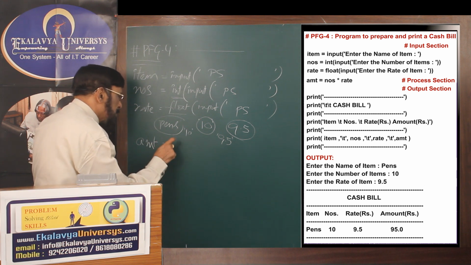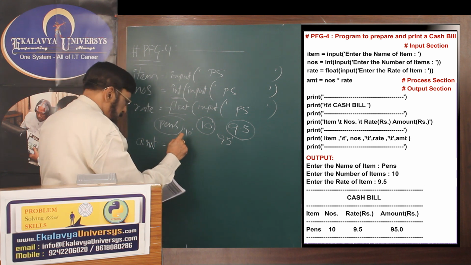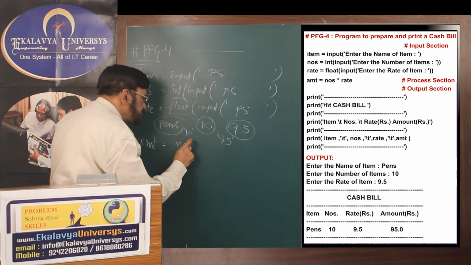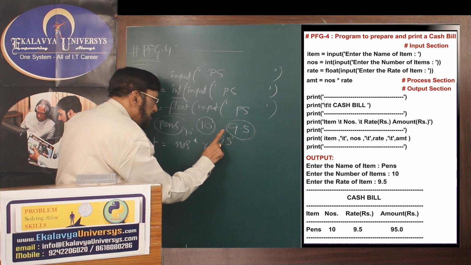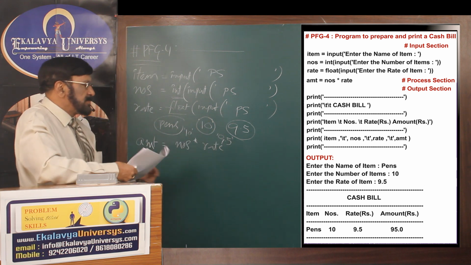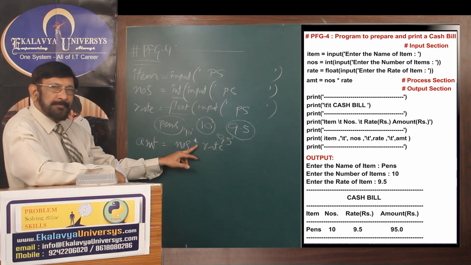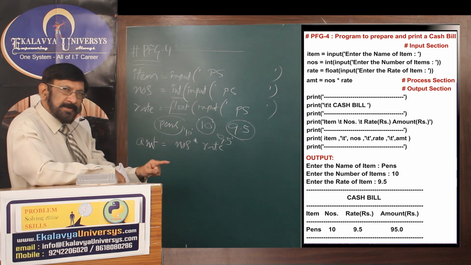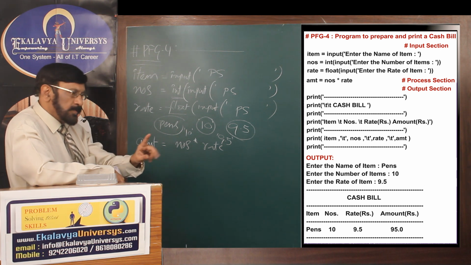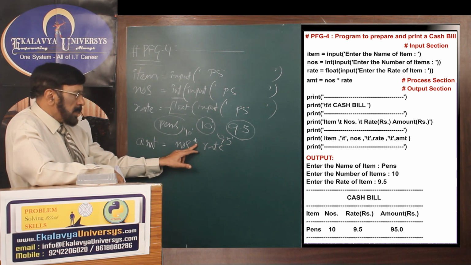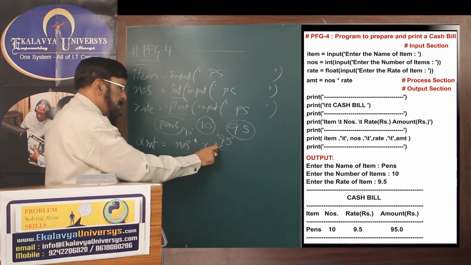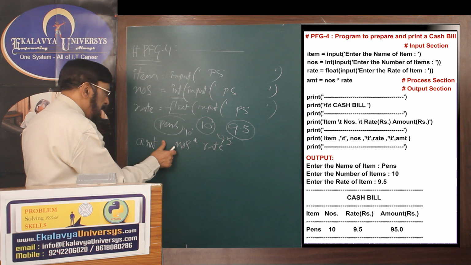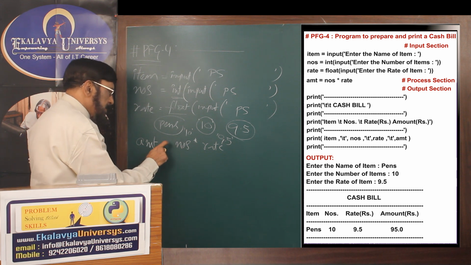Amount, the complete name you have to write. How can you make numbers into rate? If you are new to programming, you have to understand this symbol. This is the star symbol. It represents multiplication. In mathematics you write into, but here whenever you have to make a multiplication, you have to write the star. Number should be multiplied by rate.